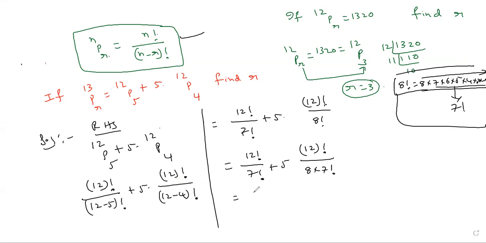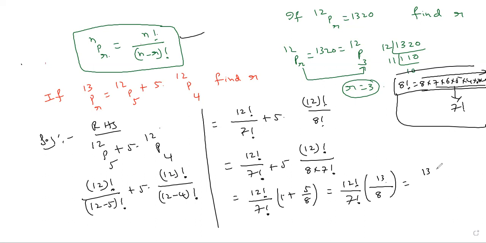Okay, now you can take 12 factorial by 7 factorial common. Here you get 1, here you get 5 by 8. Now 12 factorial by 7 factorial, and 8 is the LCM. Now 8 plus 5 is 13. Right? Now the numerator is 13 into 12 factorial, the denominator is 8 into 7 factorial. 13 into 12 factorial is 13 factorial only, and 8 into 7 factorial is 8 factorial. This is the total RHS value.